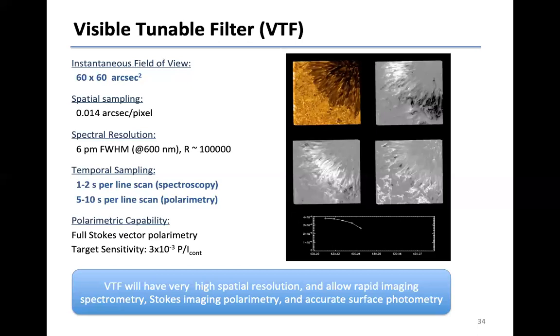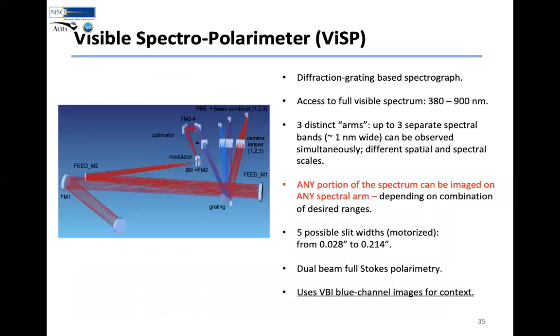Anyway, so this was the same for the VISP. The VISP is my other example because there are two opposite kinds of instruments. And this is what we were saying. You can change the slit size. It's actually very, very versatile. You can pick three spectral ranges.